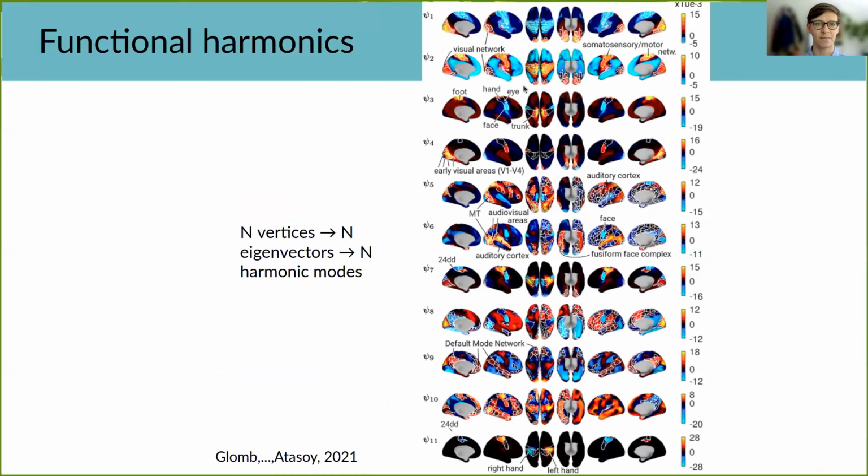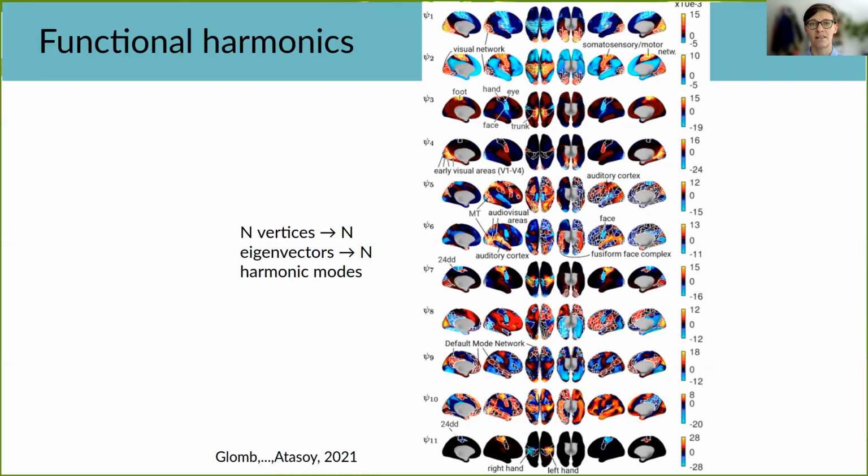Here are a few more of these functional harmonics, again plotted on the cortical surface. You have n of these vertices, so about 60,000. Because it's an eigenvector decomposition, you have n eigenvectors. So you also have n of these functional harmonic modes. Of course, not all of them are going to be relevant. Here we're just showing the first 11, and this is also what we analyzed in this paper. But you can go further up, you can use more of them. We computed the first 100, and you can basically go into depth, and it's not exactly clear yet which of them are relevant or how to even really find out which ones are relevant.